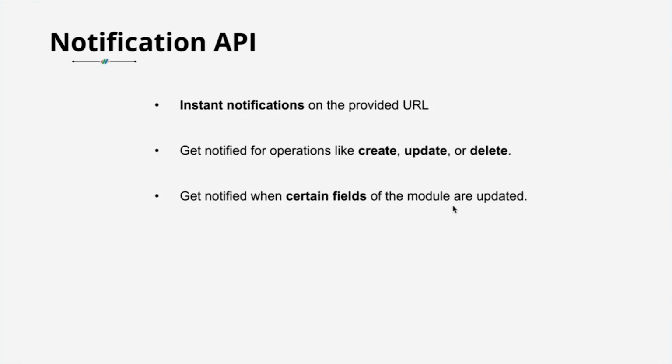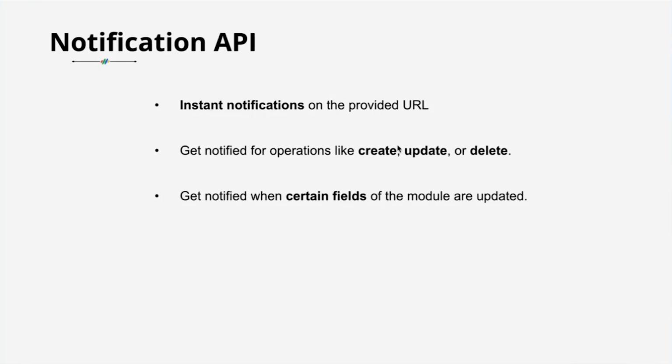So similar to bulk read API, notification API also takes a callback, a notify URL. So whenever an event occurs in the Zoho CRM data and you've subscribed to receive notification, you would receive a notification in the notify URL. So you can get notified for operations like create, update, or delete.